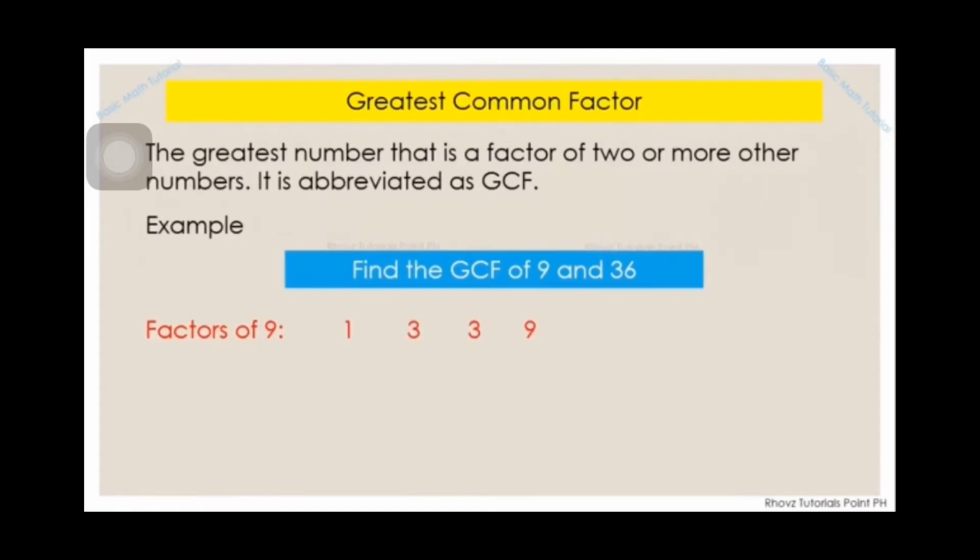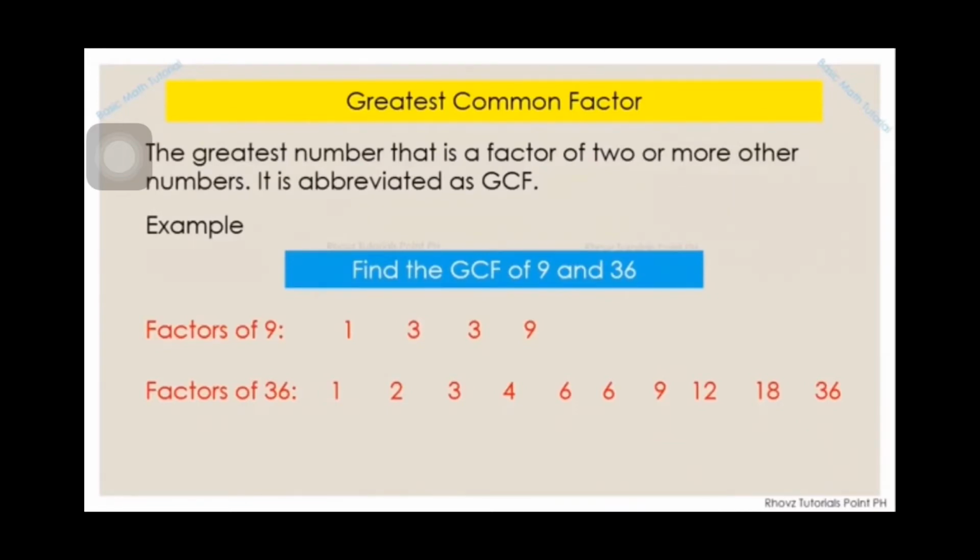Now we are going to list the factors of 36. 1 times 36 equals 36. Very good. 2 times 18 equals 36. 3 times 12 is also 36. 4 times 9 equals 36. And 6 times 6 equals 36. So we have 1, 2, 3, 4, 6, 9, 12, 18, and 36.